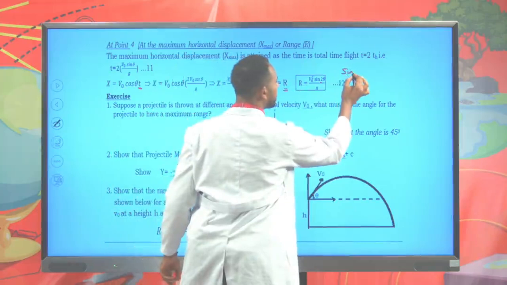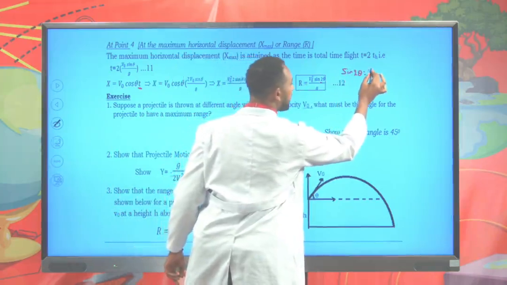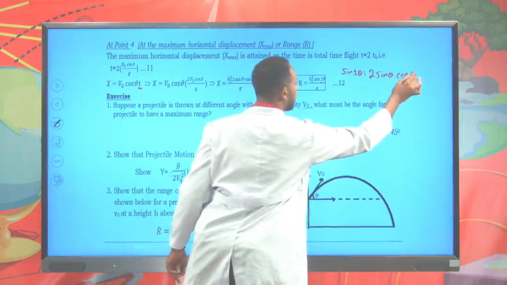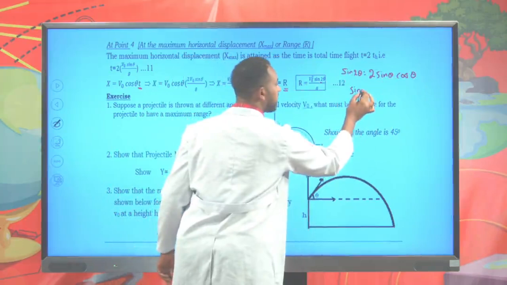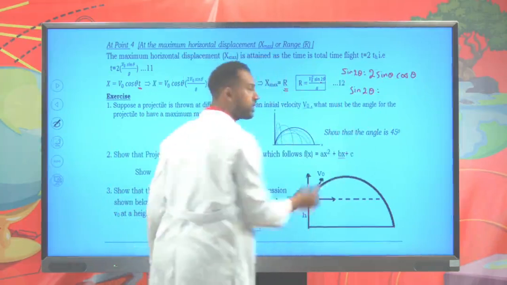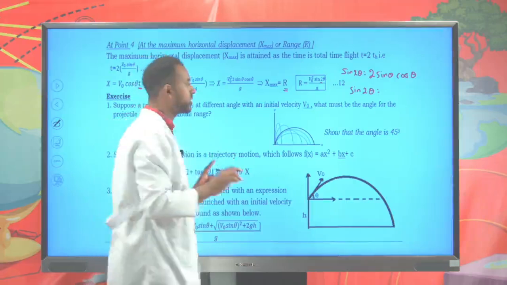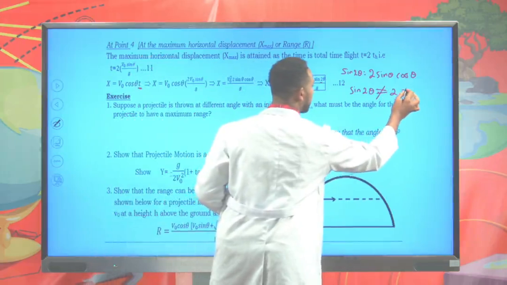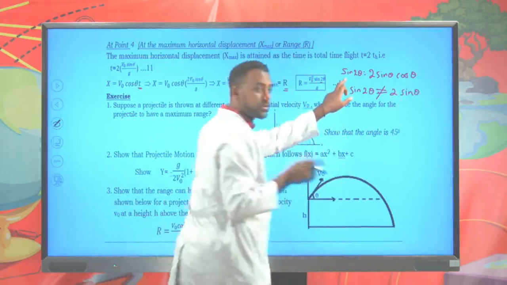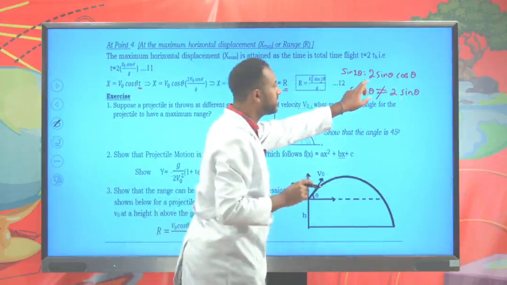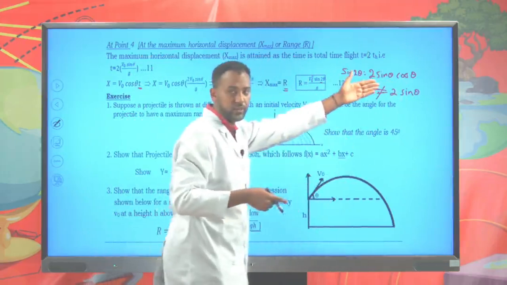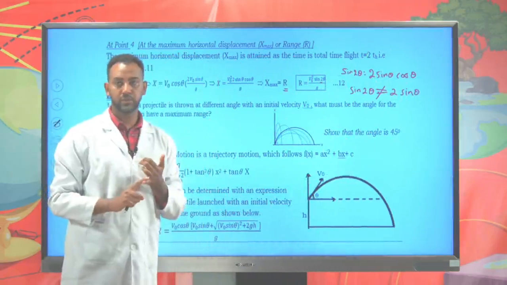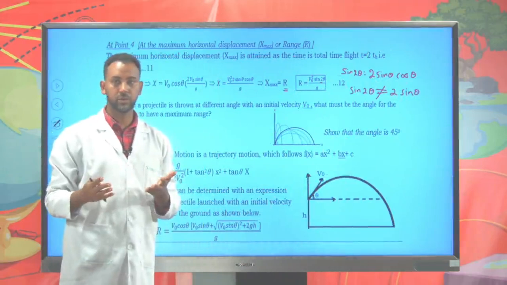Look here, it says sine 2 theta. From your trigonometric concepts, sine 2 theta means twice sine theta cos theta. This should be the way. Sine 2 theta doesn't mean twice sine theta. It is not the same as twice sine theta. These are not equal. So whenever you calculate, note that sine 2 theta means twice sine theta cos theta. Therefore, it's possible to determine the maximum horizontal component, or range.